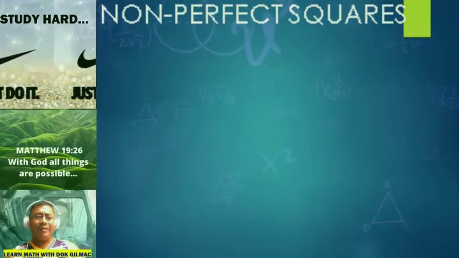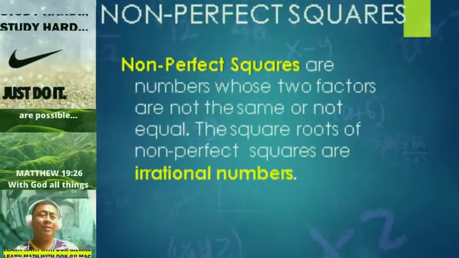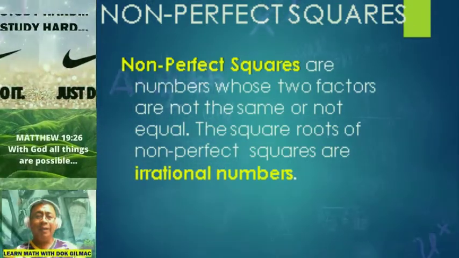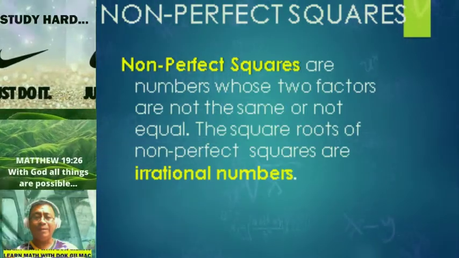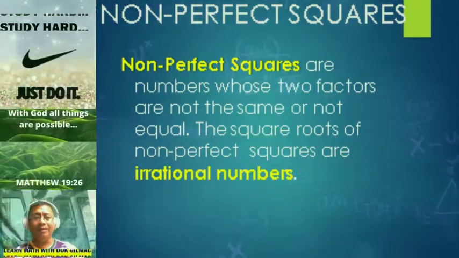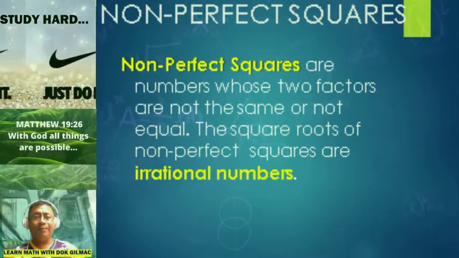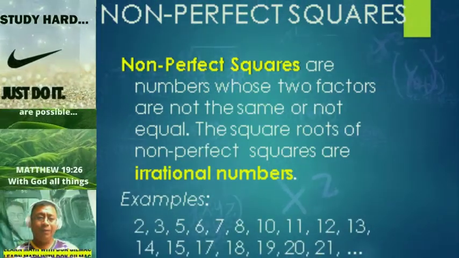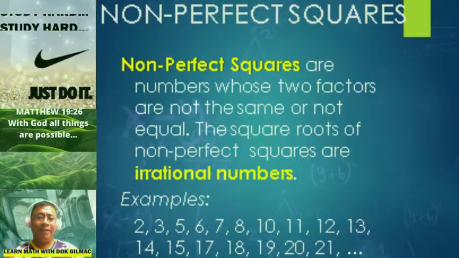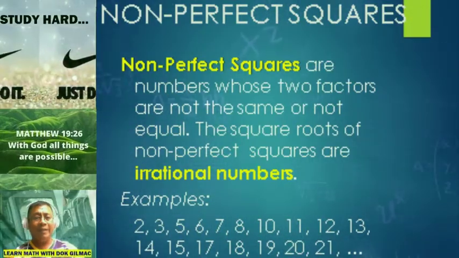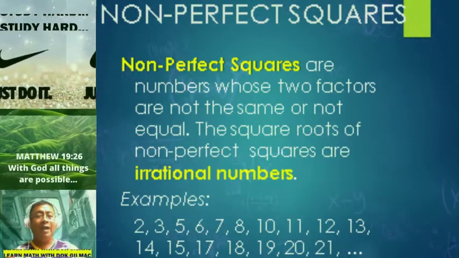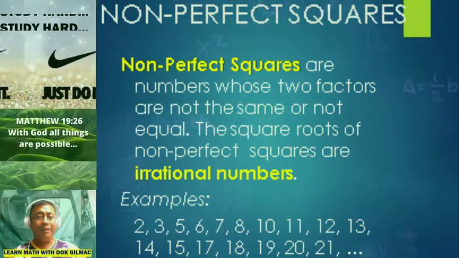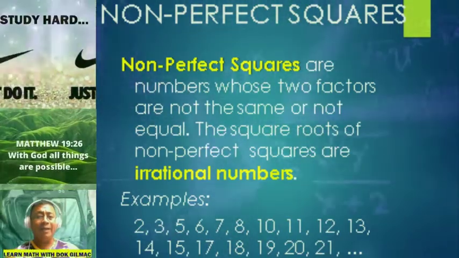While non-perfect squares are numbers whose two factors are not the same or not equal, the square roots of non-perfect squares are irrational numbers. Take note of that. Examples: 2, 3, 5, 6, 7, 8, 10, 11, 12, 13, 14, 15, 17, 18, 19, 20, 21, and so forth and so on are all non-perfect squares. And take note, the square roots of these are irrational numbers.